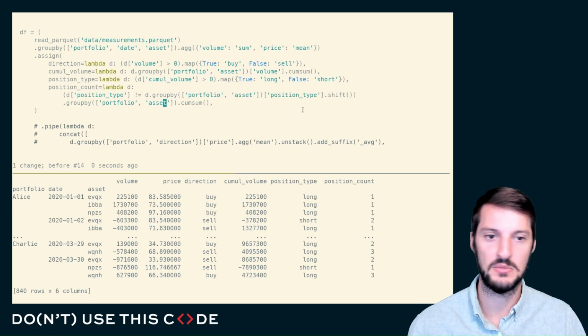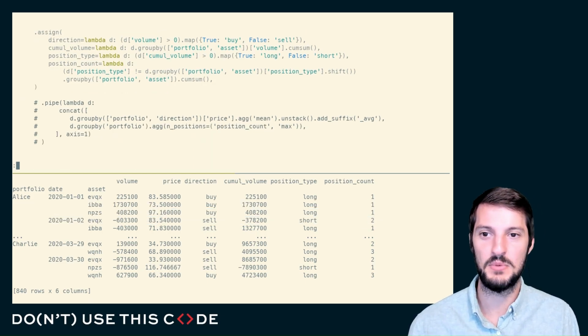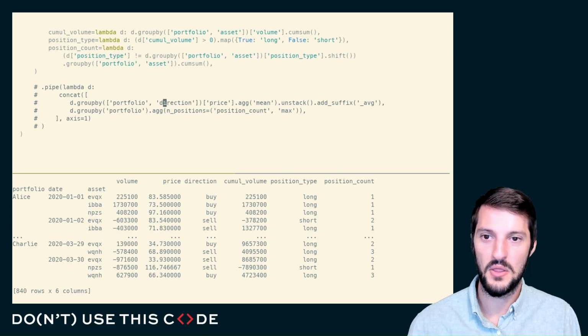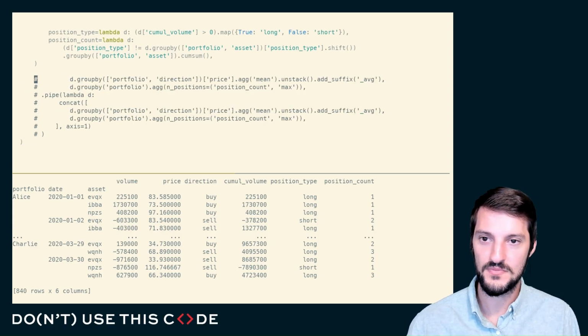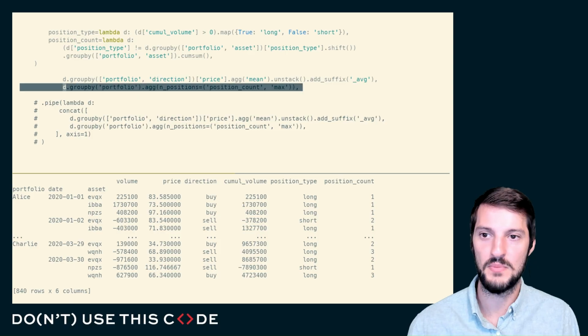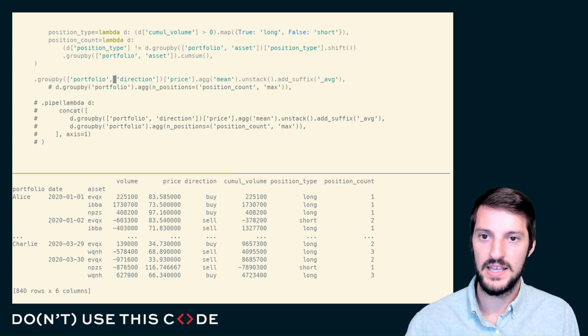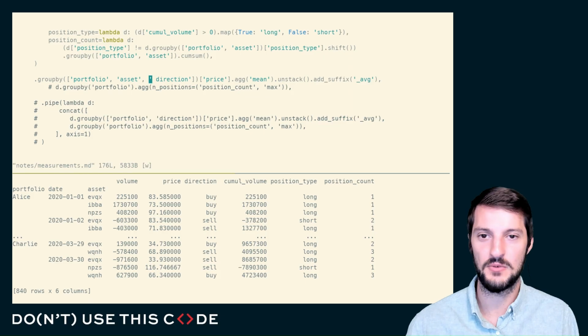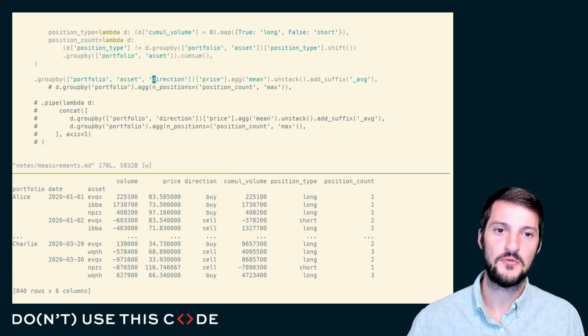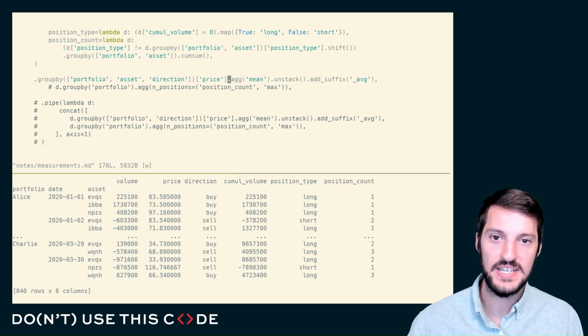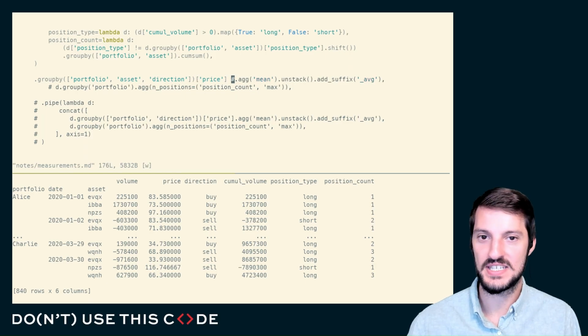Am I in a long position? Am I in a short position? And if so, how many positions did I have? Now, the next thing I'm going to want to do is compute my final metrics here in the final phase of this analysis. The last thing that I want to do is take a group by operation, and I'm going to investigate whether or not, I'm going to ask for what the average price is, whether it's a buy or a sell.